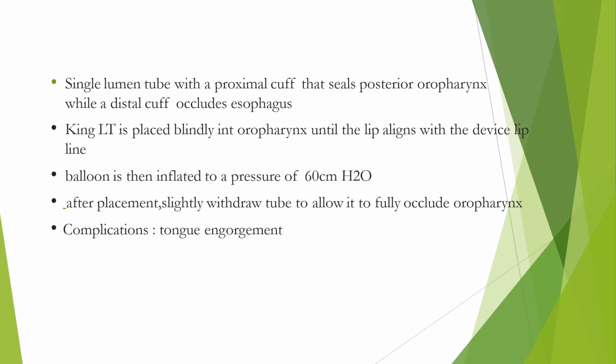King laryngeal tubes are single lumen tubes with a proximal cuff that seals the posterior oropharynx, while a distal cuff occludes the esophagus. It is placed blindly into the oropharynx until the teeth align to the device line. The balloon is then inflated to a pressure of 60 centimeters of water. After placement, slightly withdraw the tube to allow it to fully occlude the oropharynx. Complications include tongue engorgement.